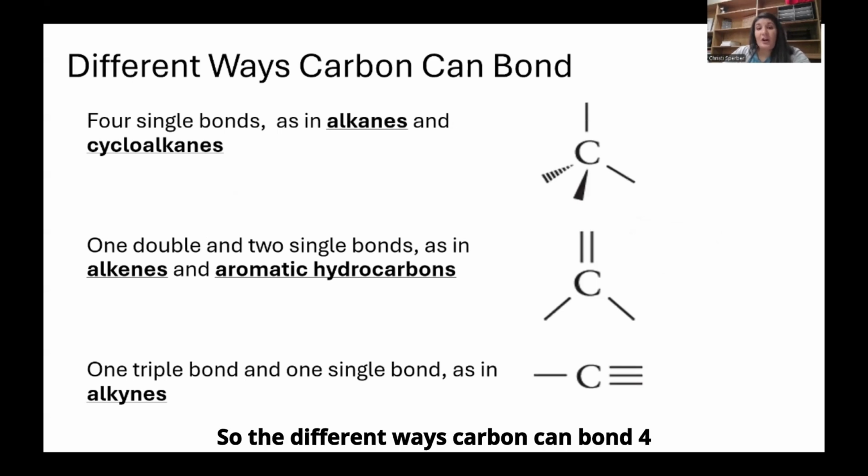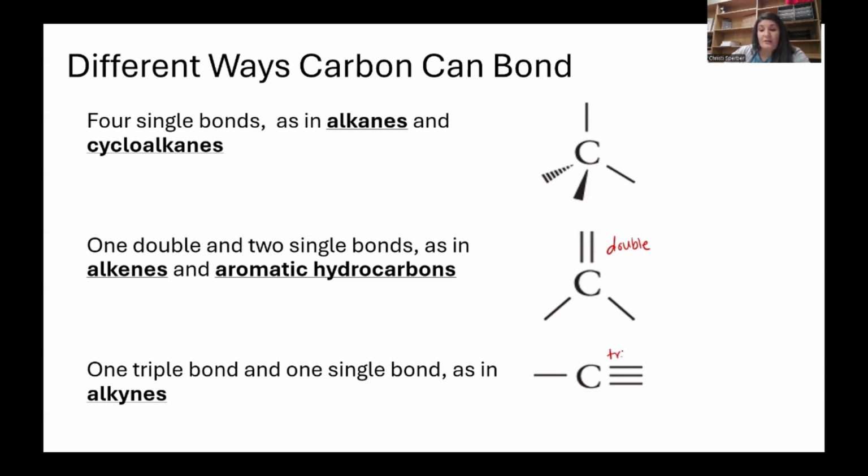So the different ways carbon can bond: 4 single bonds, and this is what you see in alkanes and cycloalkanes. One double bond and two single bonds, which you see in alkenes and aromatic hydrocarbons. And one triple bond and one single bond, which you see in alkynes.